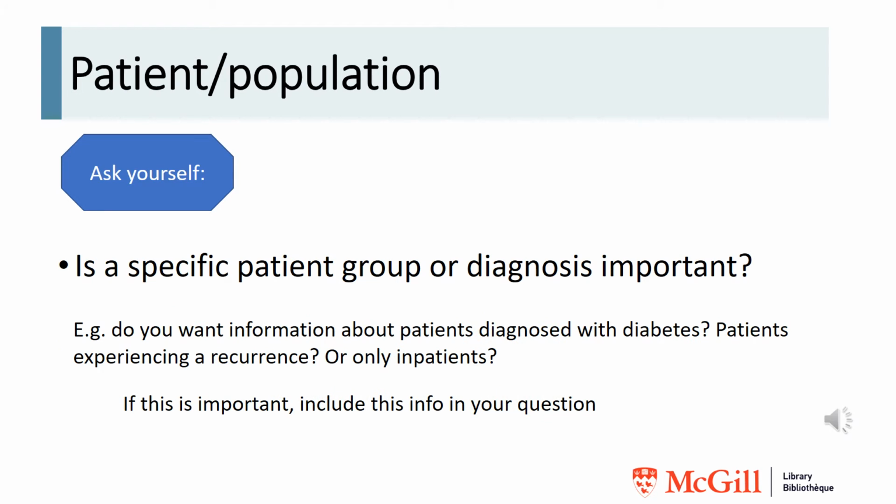Another question to ask about the patient or population is, are you asking about a specific patient group or a specific diagnosis? So for example, do you want information about patients diagnosed with diabetes, or patients experiencing a recurrence, or only inpatients? If this is important, include this information in your question.